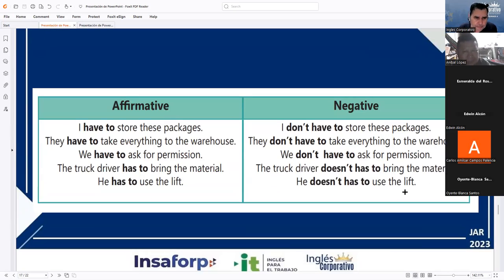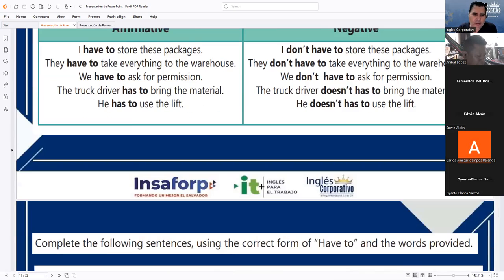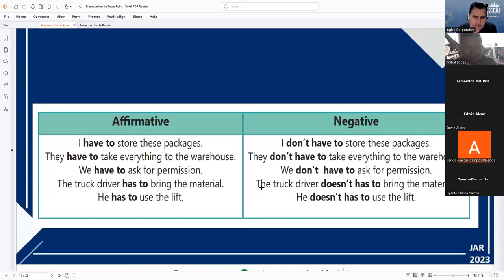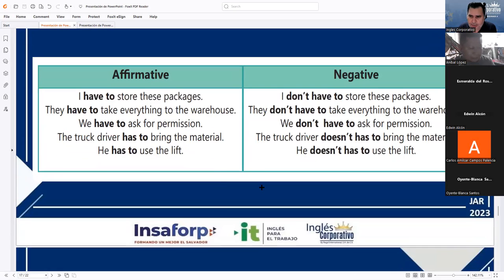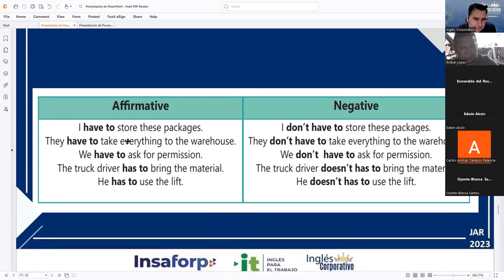Okay. Check over here. Before, then we're going to go and practice the other one. It says, I have to store these packages. They have to take everything to the warehouse. We have to ask for permission. The truck driver has to bring the material. He has to use the lift.